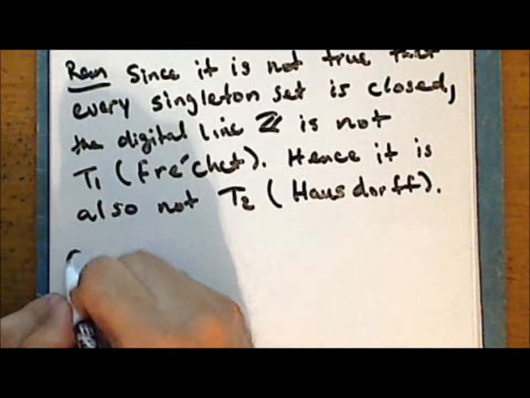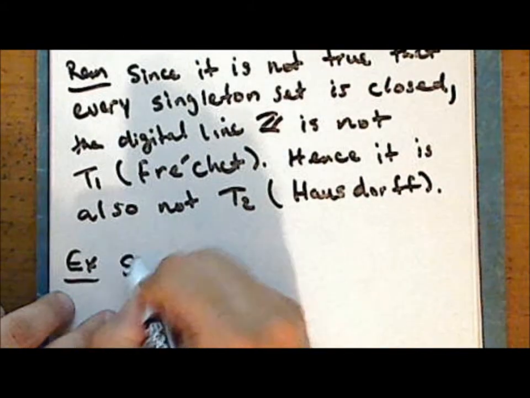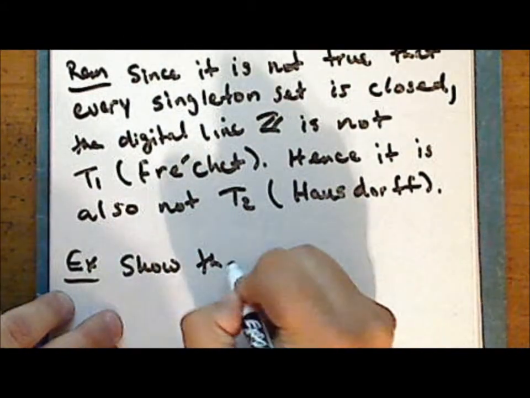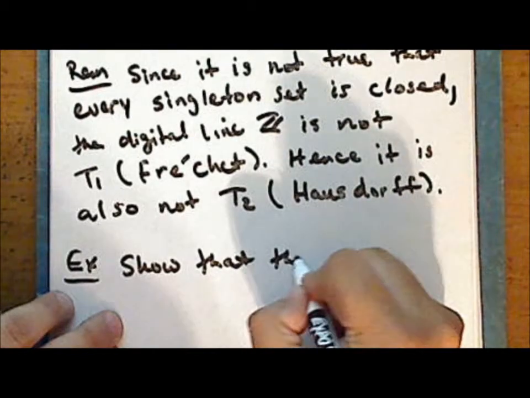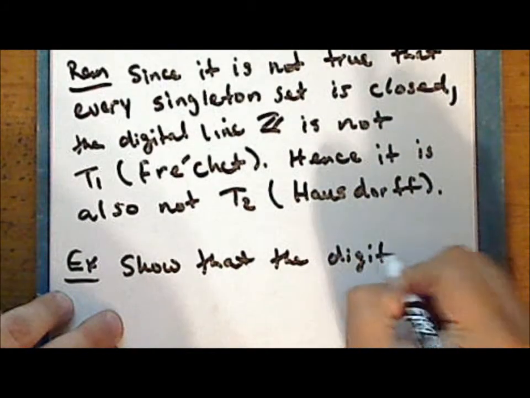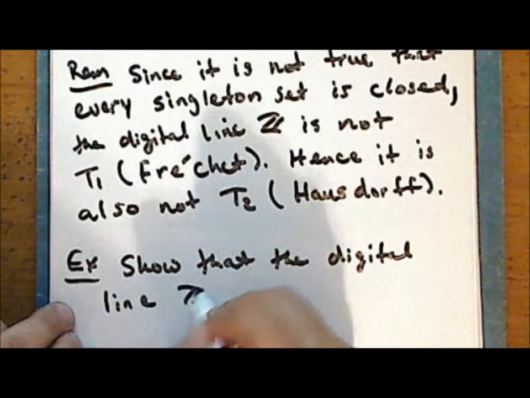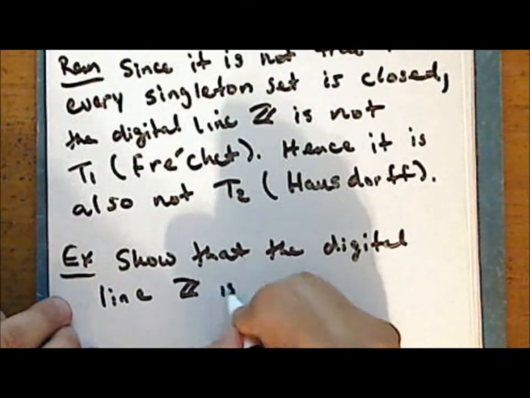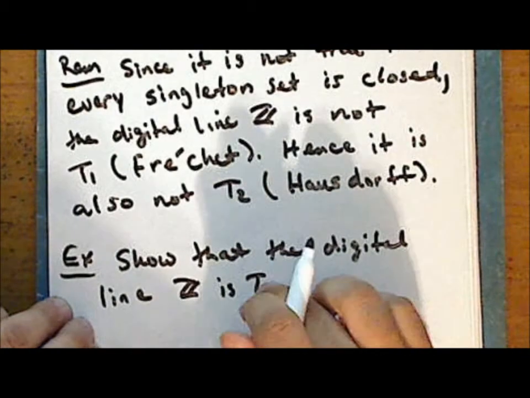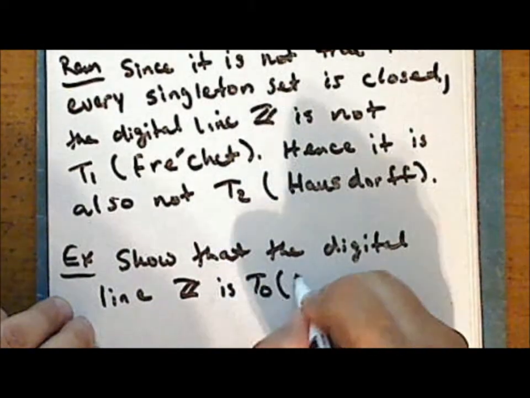So as an exercise, show that the digital line is T0 or Kolmogorov.